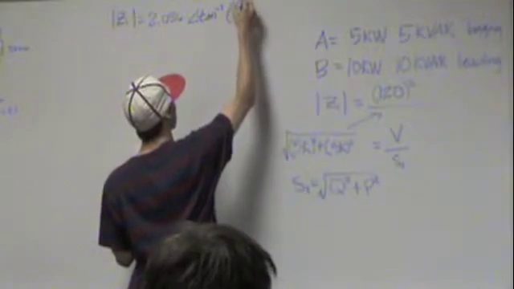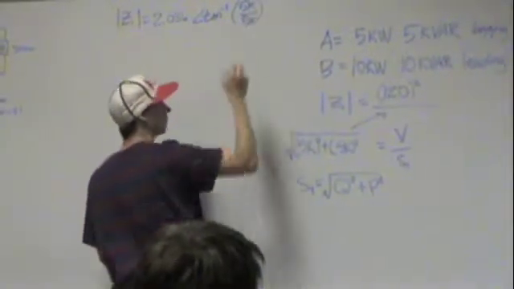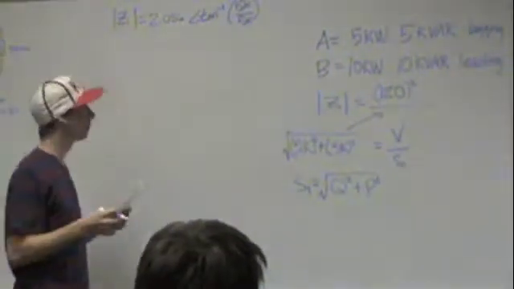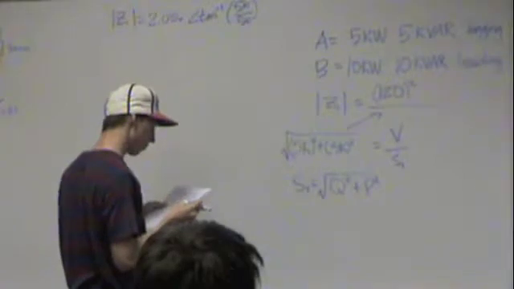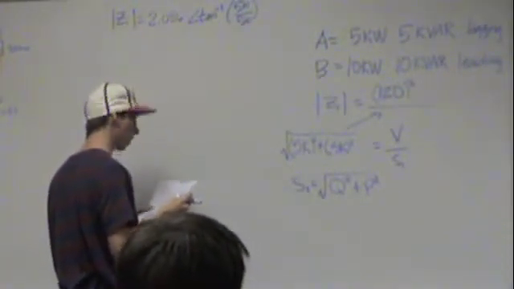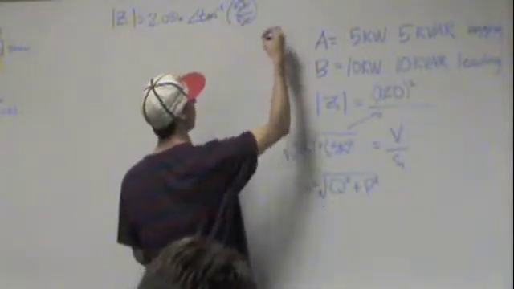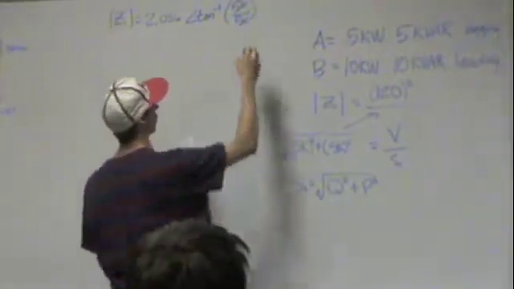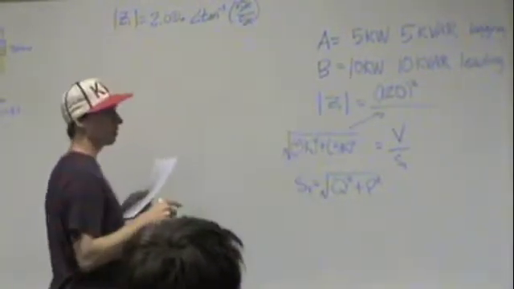Can I interrupt, Jeremy? Yes. If you forgot that, you can always go back to the power triangle and look at it and see where the angle is, and then notice that opposite is reactive and real is adjacent. So then it's opposite over adjacent. That's how I do it. Yeah. And then we know that that one was lagging, so that'll influence your sign.